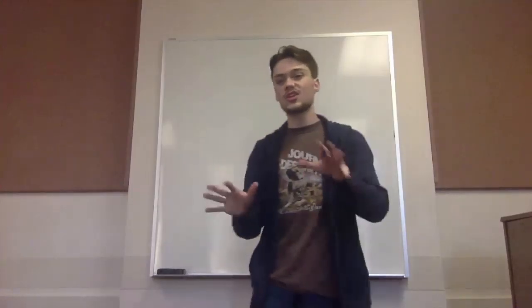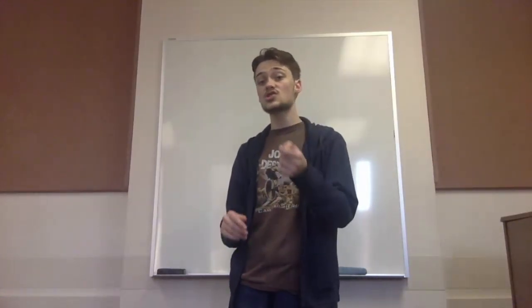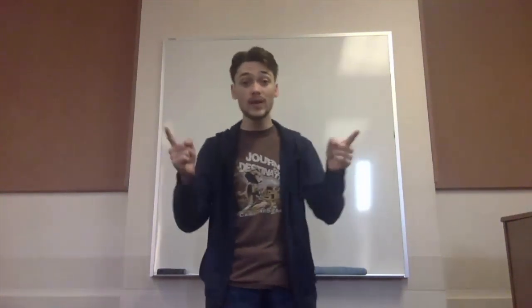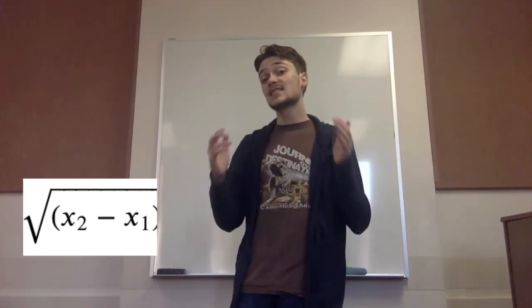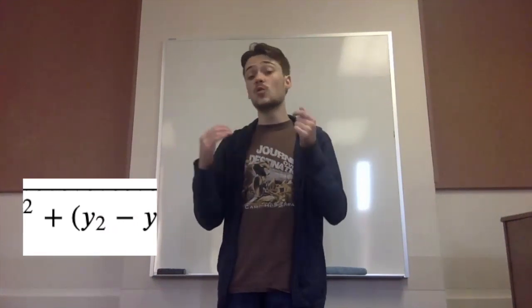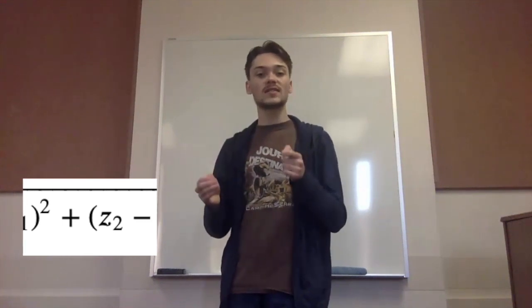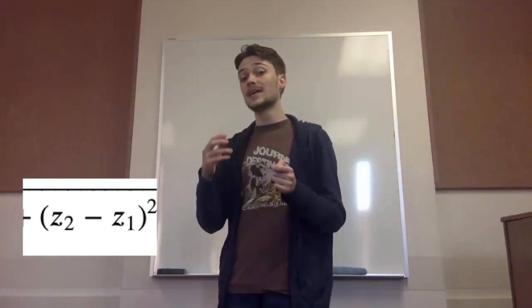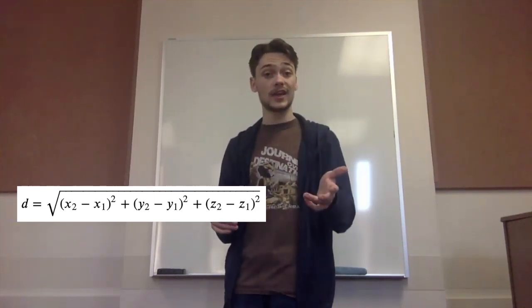We were introduced yesterday to the concept of graphing in 3D space, and we were given an equation to find the distance between 2 points in 3D space, which is the following. D is equal to the square root of the quantity of x sub 2 minus x sub 1 squared plus the quantity of y sub 2 minus y sub 1 squared plus the quantity of z sub 2 minus z sub 1 squared. And of course this is derived from the Pythagorean theorem.